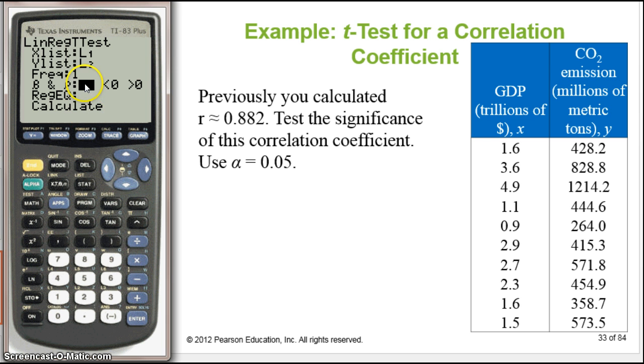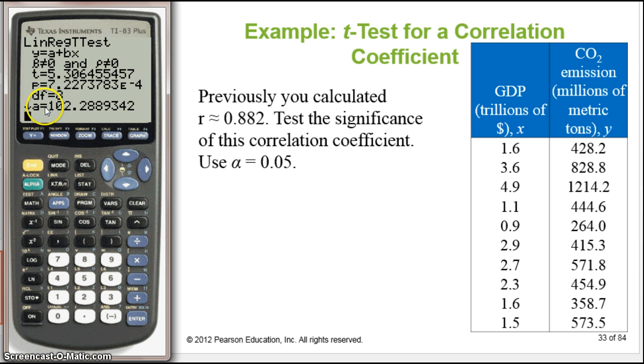Basically, what type of test are you running, what type of correlation test. And you see there's that little rho symbol, which stands for rho, the population correlation. And we said it's a not equals test, so we don't have to change that. We go down and just hit calculate.